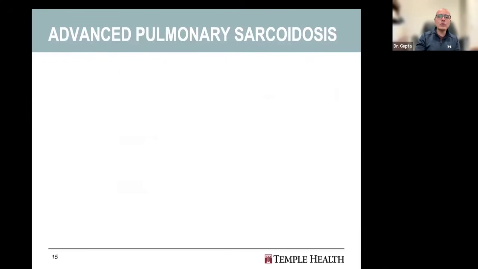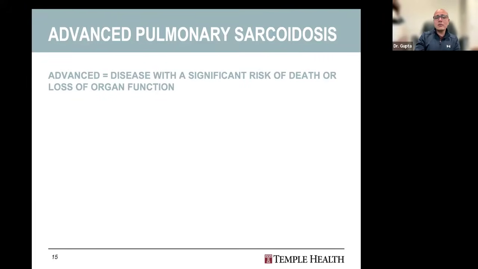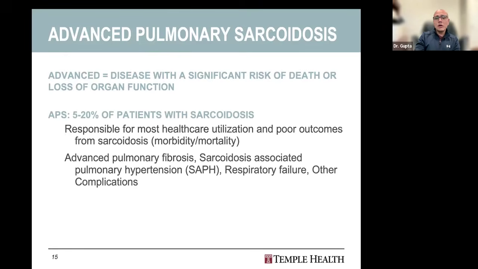Final word before I close. Actually, two main things. One is advanced pulmonary sarcoidosis, and then we'll talk a little bit about the future, and then I will close. Advanced is a term we use in sarcoidosis when a disease has significant risk of death or organ function loss.